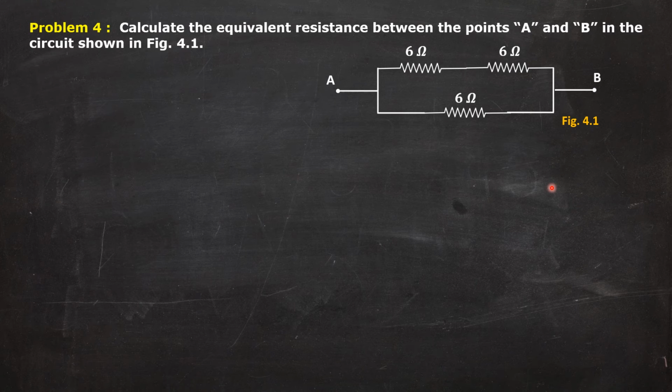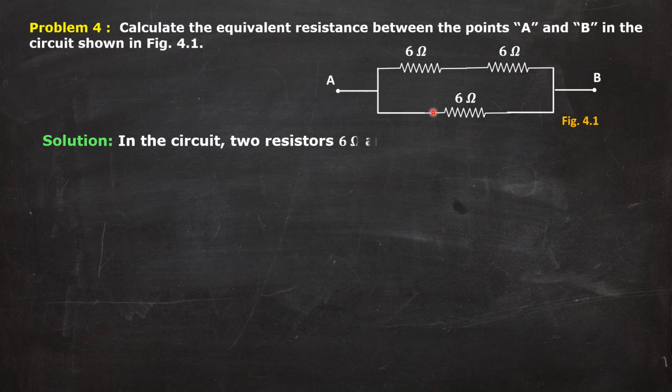So we can observe here these two 6 ohm resistors are in series. That means the same current flows through them. So 6 plus 6, we get 12 ohms. So we can remove these two resistors and connect one single resistor of resistance 12 ohms in parallel with 6 ohms. So see here, here is the solution.